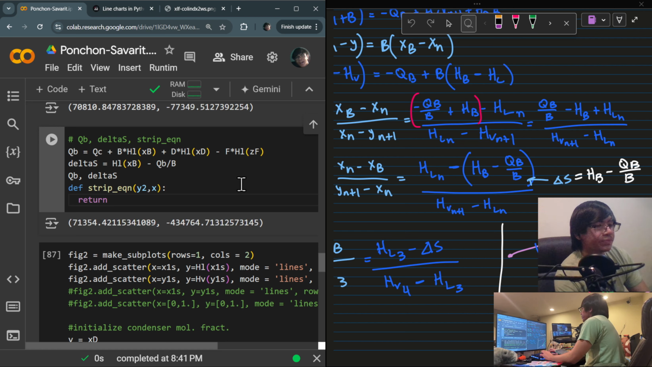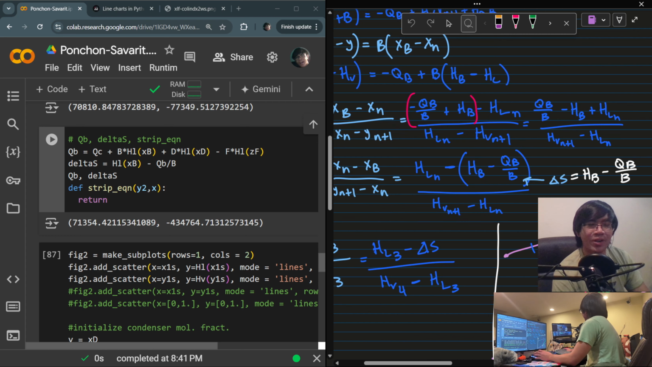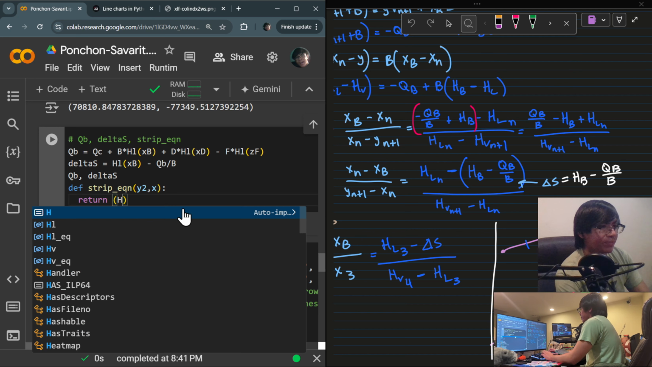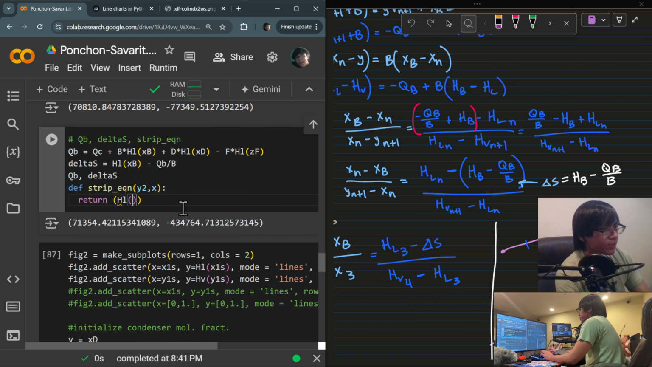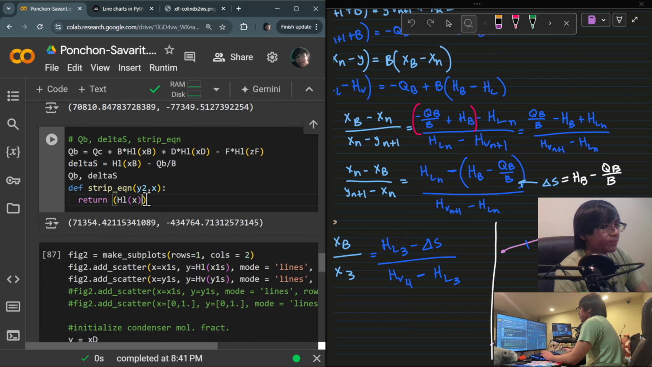Okay, so it's this equation. We're writing that out. Liquid at the current position. So enthalpy we interpolate from the current liquid mole fraction. That is so much. And then we just subtract our delta S.